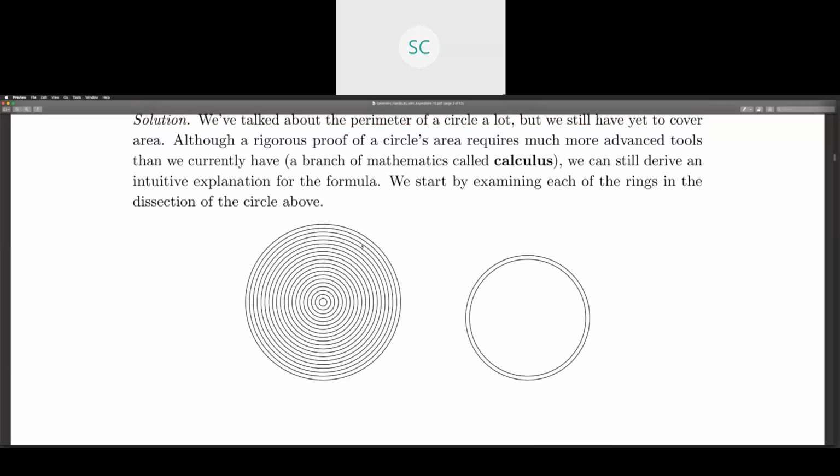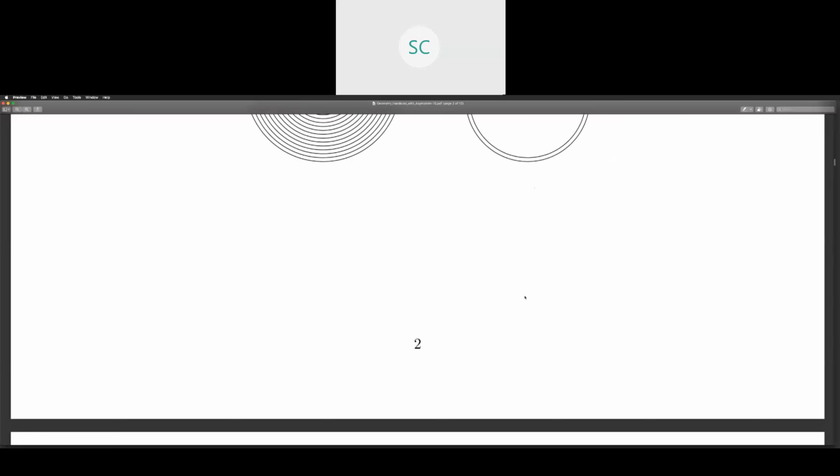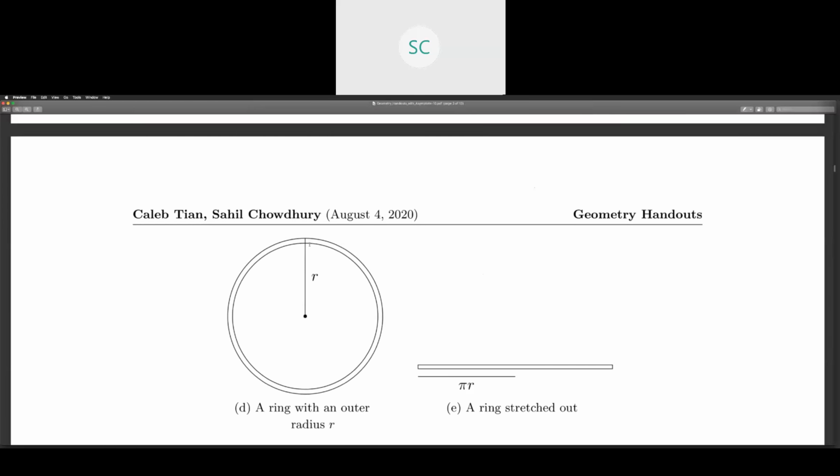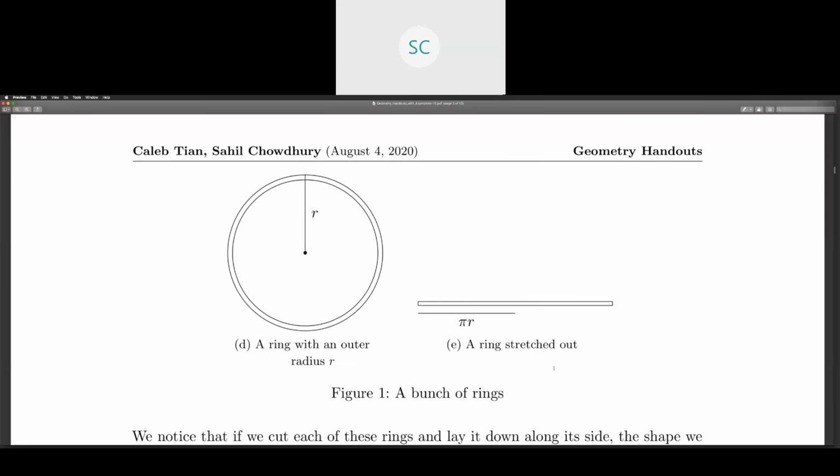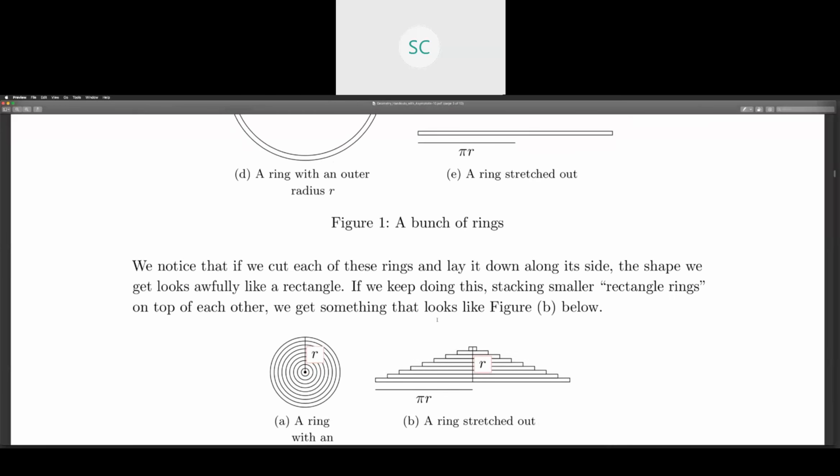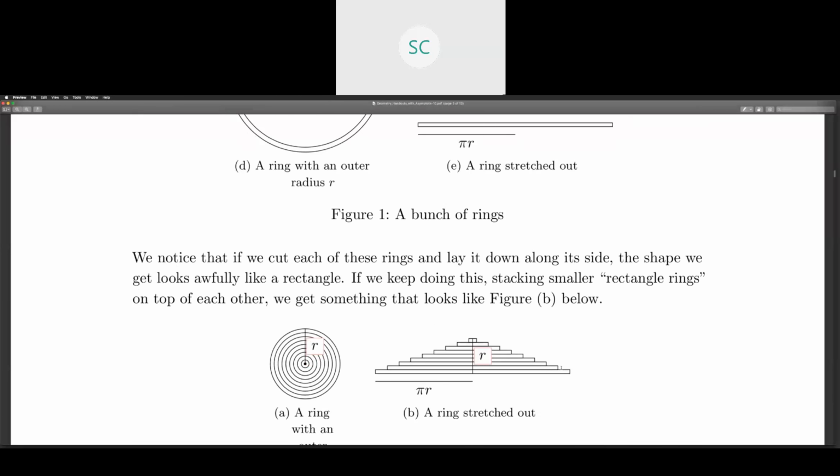The way we should start is to try to manipulate the circle into something we do know how to do. Remember, this theme keeps on coming up in geometry: you want to be able to manipulate something you don't know into something you do know. A good way to do this is to dissect the circle into rings. Make a bunch of small rings, and if you look at one ring and cut it somewhere and lay it across its side, and you keep on doing this, you're going to get something that looks like this.